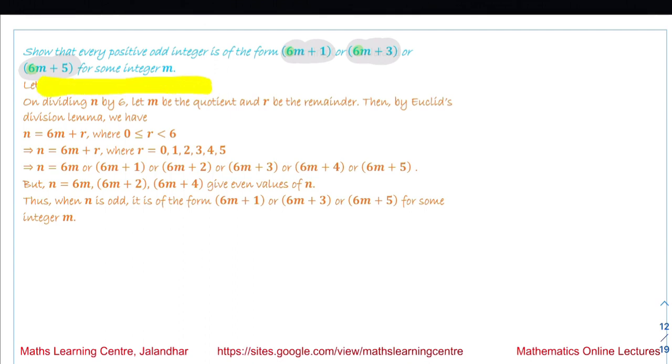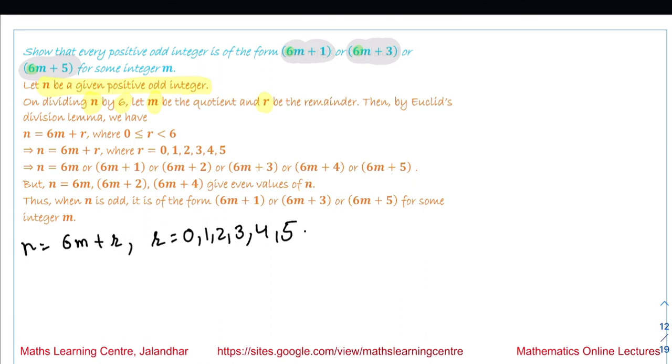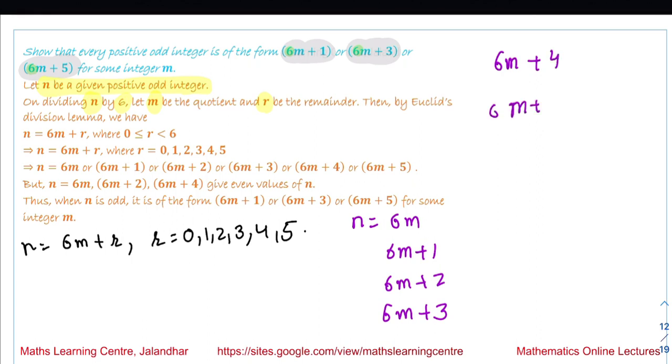positive odd integer and we divide n by 6, then by Euclid's division lemma there are two whole numbers m and r such that n is equal to 6m plus r, and the values of r can be 0, 1, 2, 3, 4 and 5. Now corresponding to these values, n is equal to 6m, 6m plus 1, 6m plus 2, 6m plus 3, 6m plus 4, 6m plus 5. These are the values that n can have.